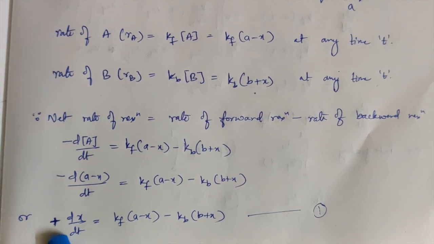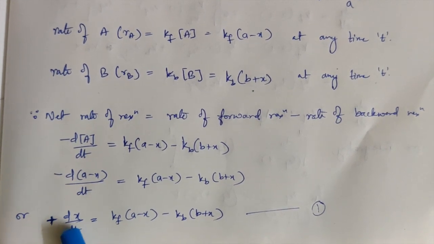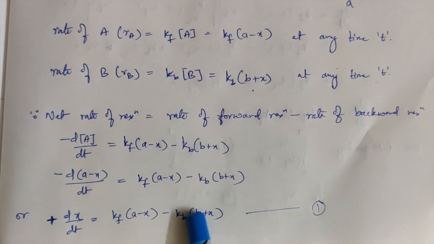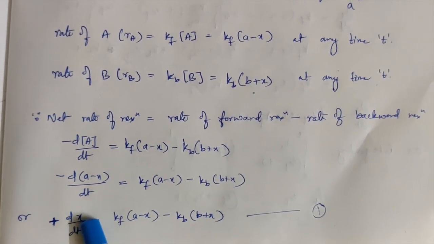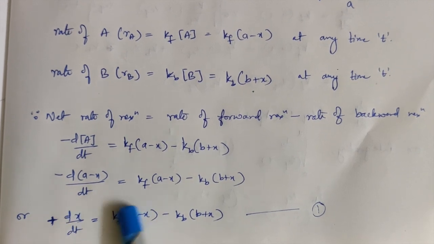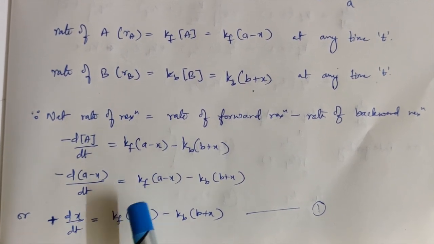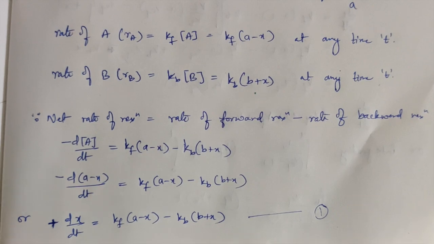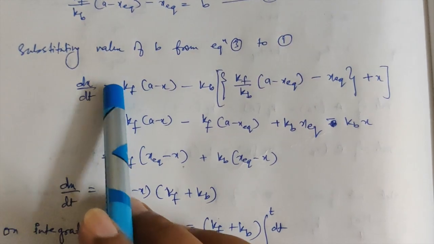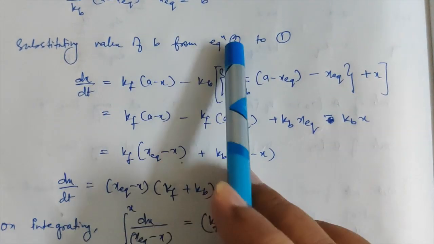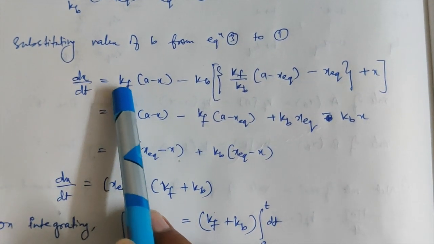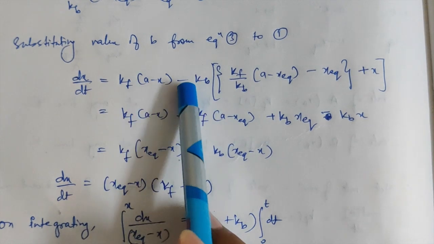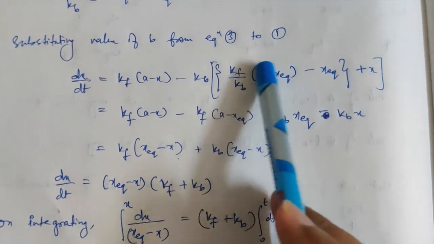Because I want to have a relation between dx and dt, and I need only equilibrium values over here. So that will help me to integrate later on and to get the required things. Okay, so once I substitute the value of B from equation 3 into equation 1, I'll be getting this, that is dx by dt is equal to Kf (A minus X) minus Kb, and that's where I was having B.